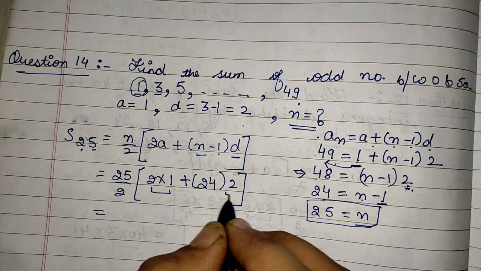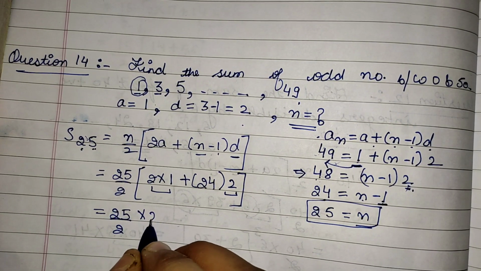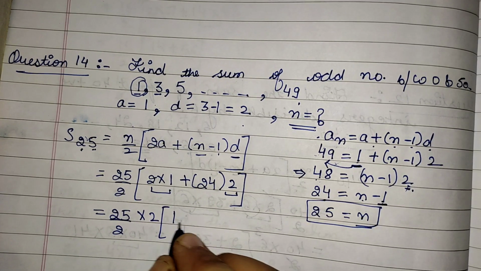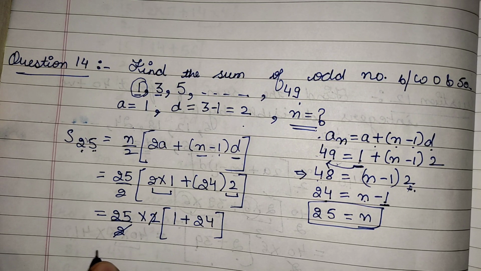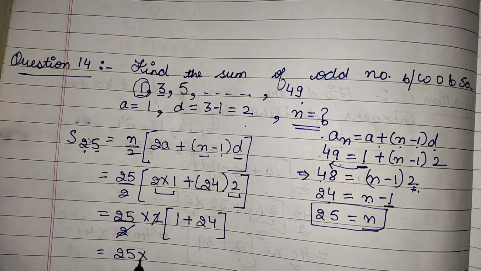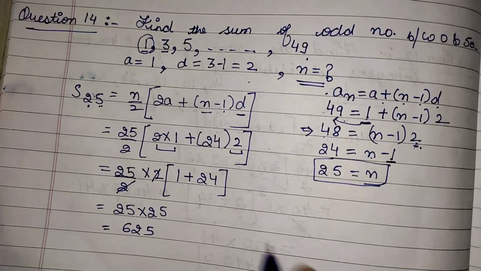Now you can see that we can take out 2 as common outside. So it will be 2, and inside the bracket it will be 1 plus 24. 2 and 2 will get cancelled out. My answer will be 25 into 25, which is equal to 625.